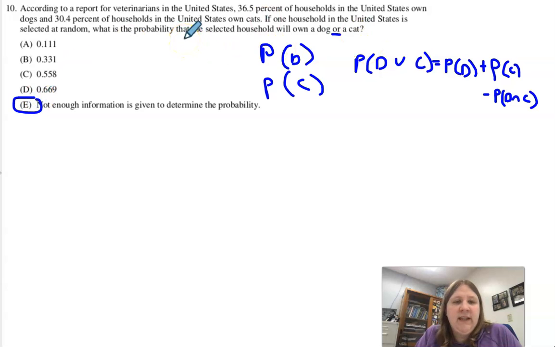Sometimes we see questions like this where they say that the two are independent. They did not tell us that here, but if they were independent, we could find the intersection by multiplying them. So it's just something to watch out for.